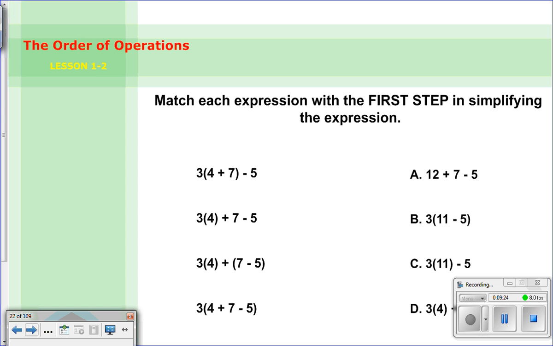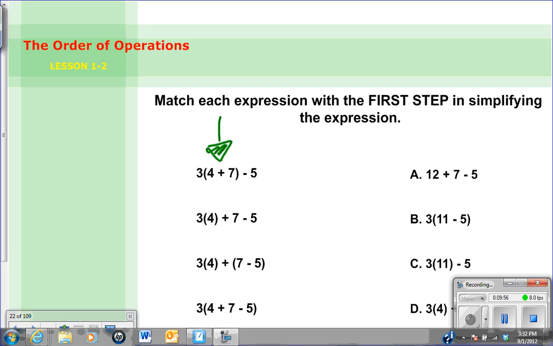All right, now we have a little matching piece here. Match each expression with the first step in simplifying the expression. So here, they have the beginning, and now just looking at the first step here, at this 3 times the sum, 4 plus 7 minus 5, you need to match it with the one that shows that was the first step, and so on. So I'm going to give you a chance to do that now. Why don't you just pause the video, and then when you're all done, go ahead and check to see if you got it right.